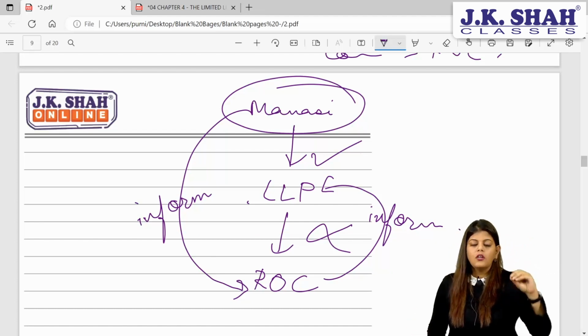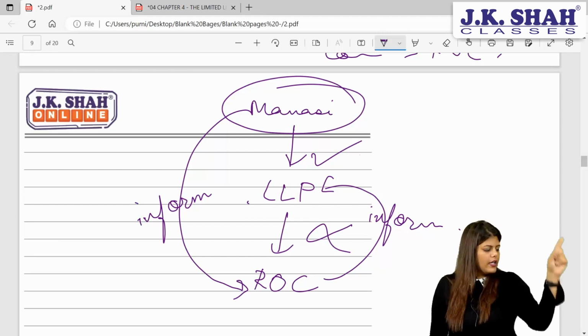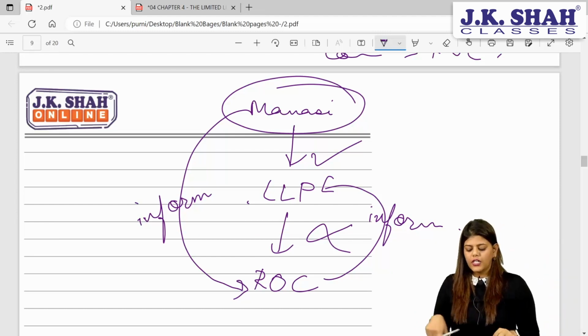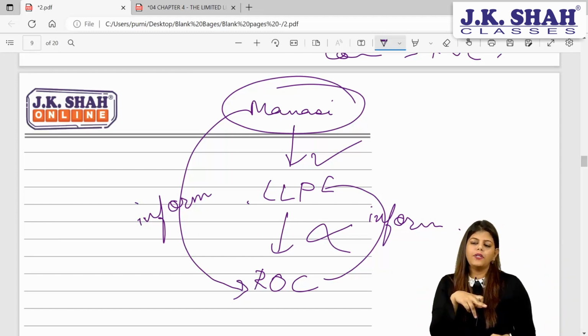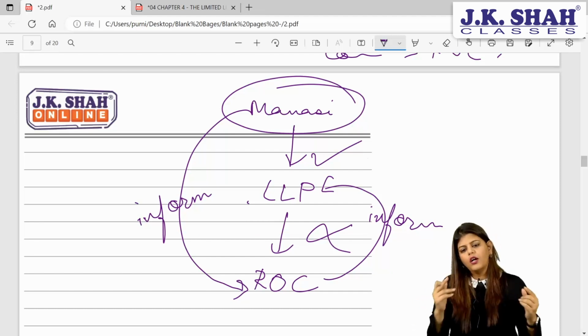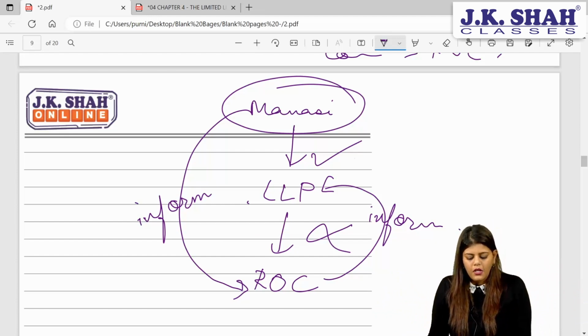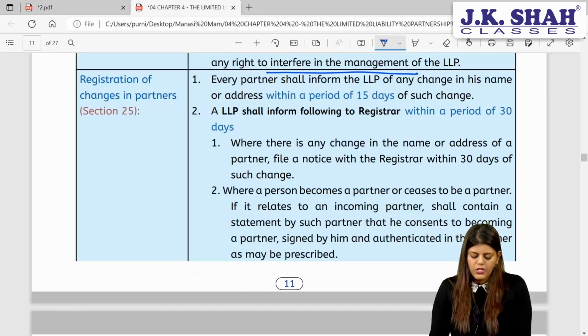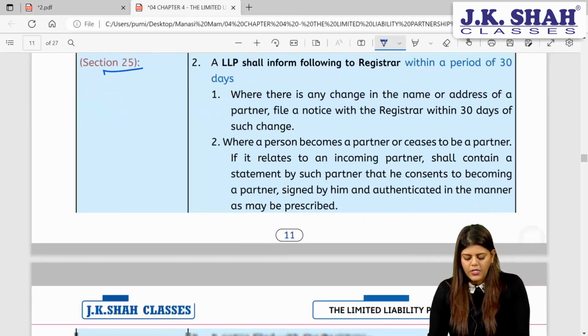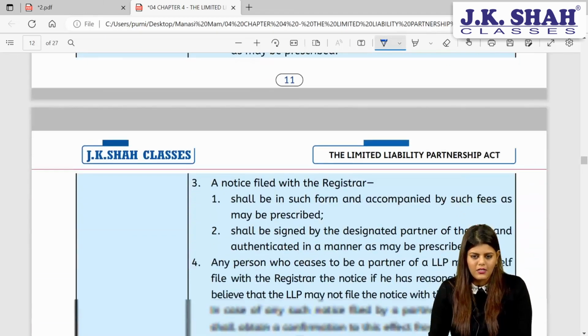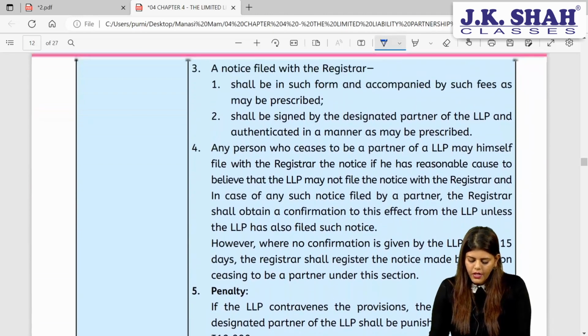Okay, I'll repeat. I feel LLP is useless. I can directly inform ROC. ROC will give a notice to LLP. LLP responds, okay, or does not respond. ROC will register the change with whatever I have given. So this is your section 25. Entirely I have explained to you, except the penalties.